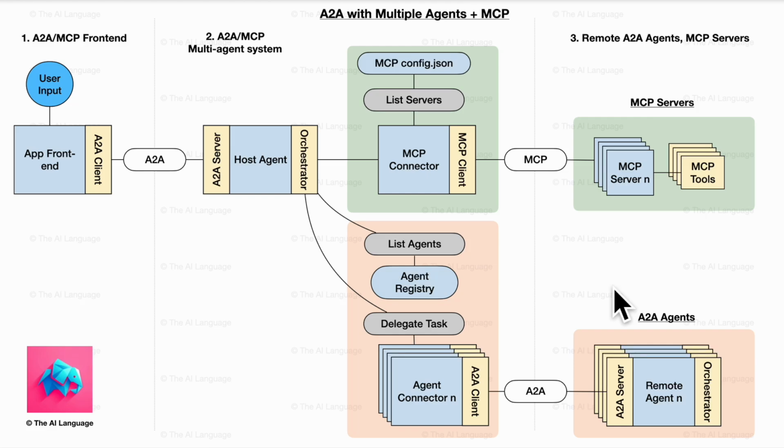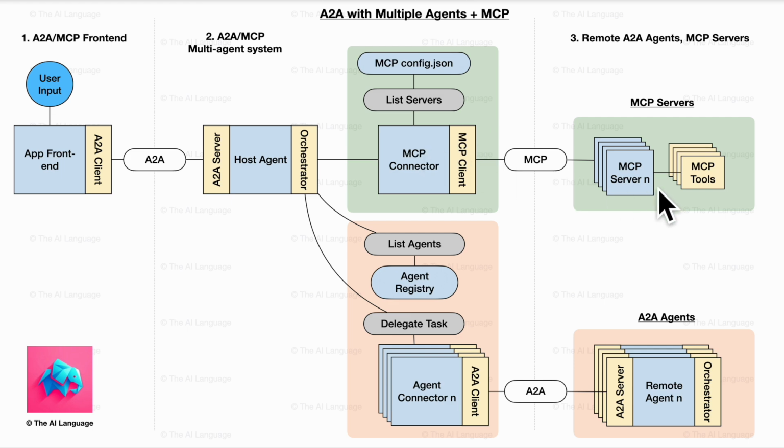So today we are going to explore how to build a distributed multi-agent system that combines Google's agent-to-agent protocol, or A2A, with Anthropic's model context protocol, known as MCP. And by the end of this video, you will see exactly how a front-end client, a central host orchestrator, remote A2A agents and external MCP servers all communicate seamlessly to solve real-world tasks. First, let's talk about why we want to bring these two protocols together.